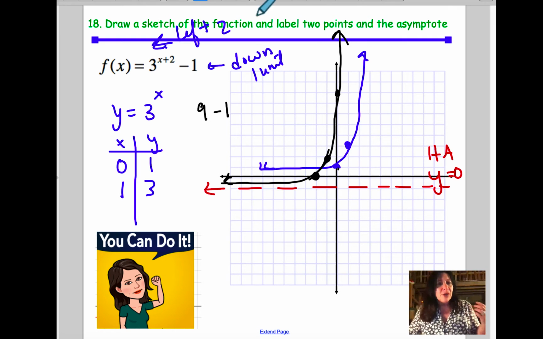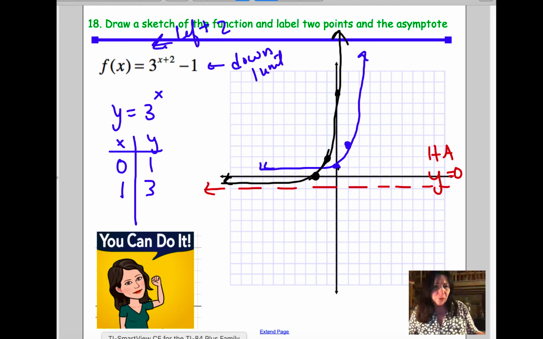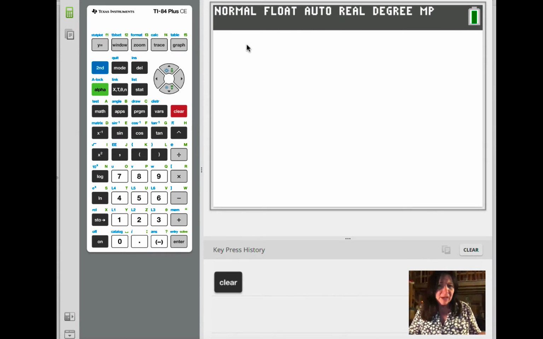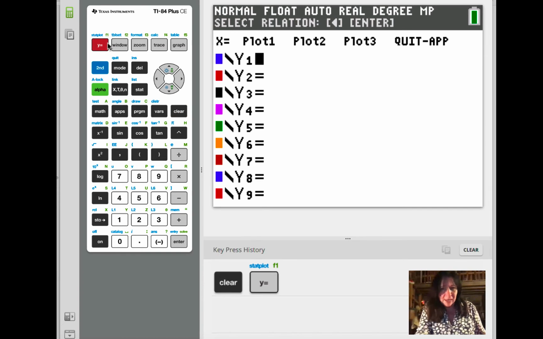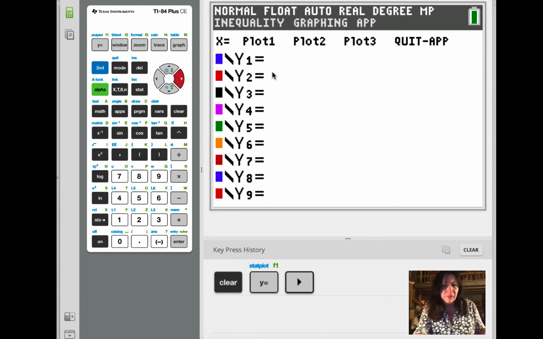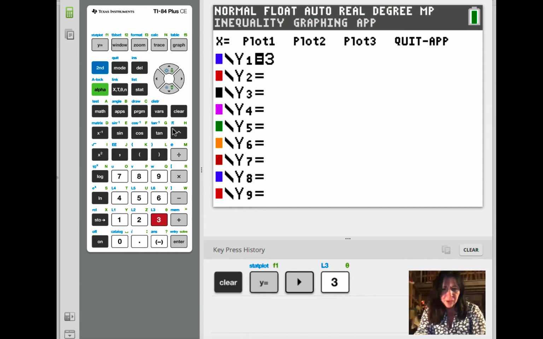Okay, so you guys got to be smart, all right? You are smart, and use your calculators. Why not use your calculators? Depending what calculator you have. So for example, I'm going to pull out the TI-84. I would go to y equals, and I would plot my graph. What is it? 3 to the, there it is.